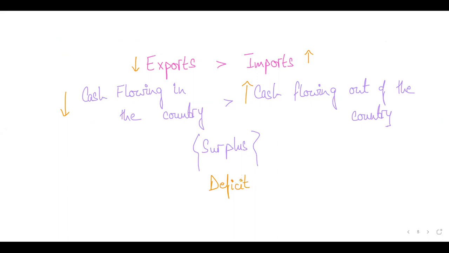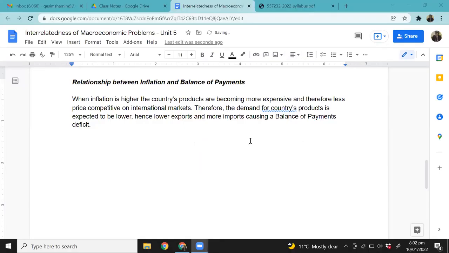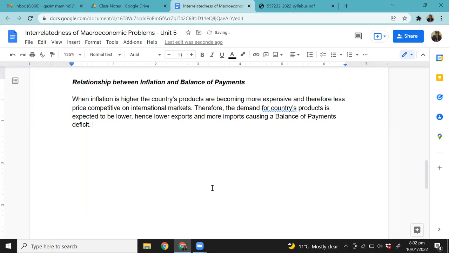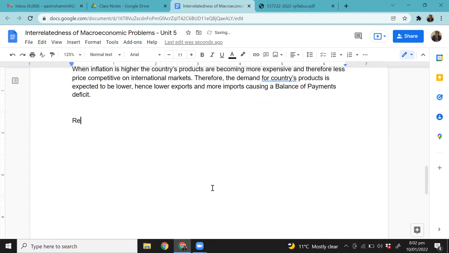Okay, now next we have the trade-off between inflation and unemployment. Yeah, that's an important one. Okay, now what's the relationship between inflation and unemployment, right? Now we have separately discussed both variables. In fact, we know what both of these two variables are, inflation and unemployment. But what we are about to look at is the relationship between the two.